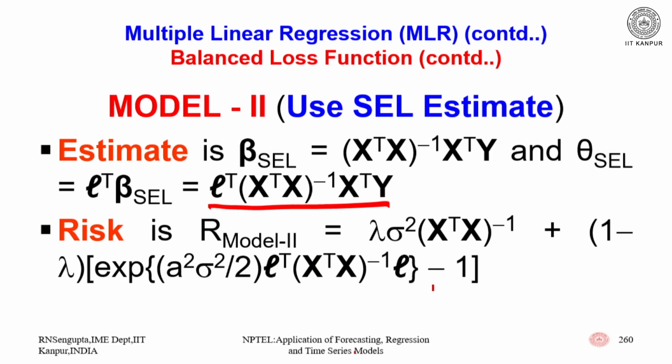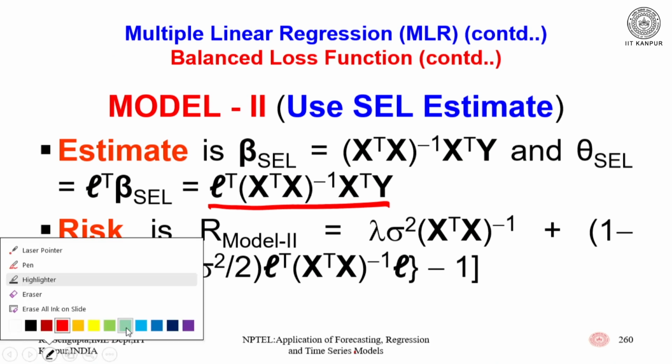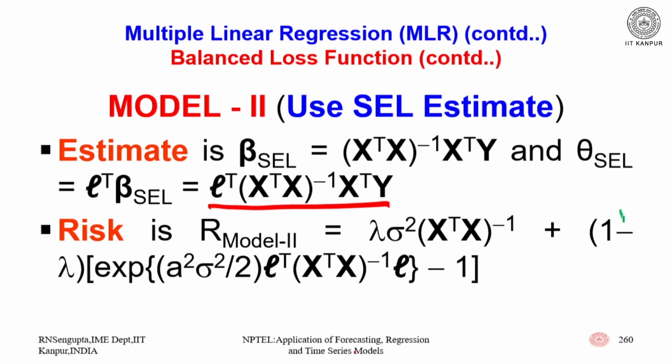If I consider the second part, I will come directly to the second part first. I will put a tick mark: 1 minus lambda is a scalar, a square, sigma square, all these are scalar, and we know this part is also a scalar. So, the right hand side after the plus are all scalars, and minus 1 is a scalar, so it is not a factor. Now, if I come to the first component, this is not a scalar.